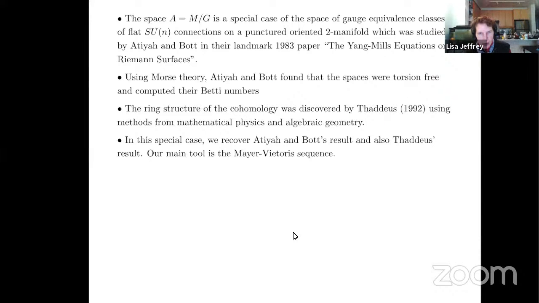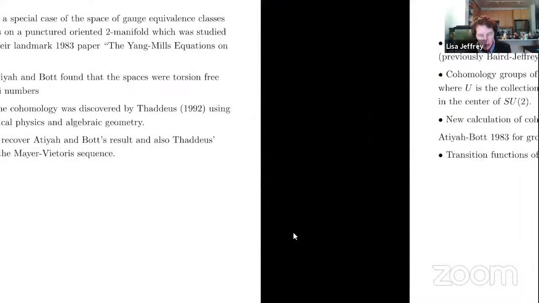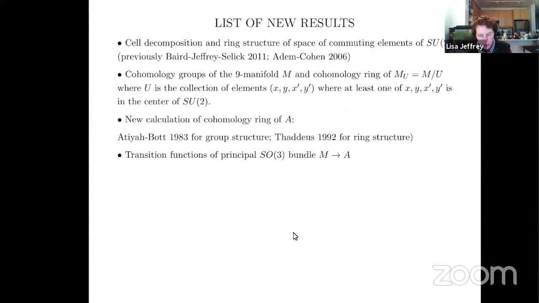My point here is that in the genus 2 case, for SU2, these results can be obtained by much simpler methods. Our main tool is the Mayer-Vietoris sequence. We're able to recover Atiyah and Bott's result in this special case, and also Thaddeus's result. There are some new results that came out of this program.